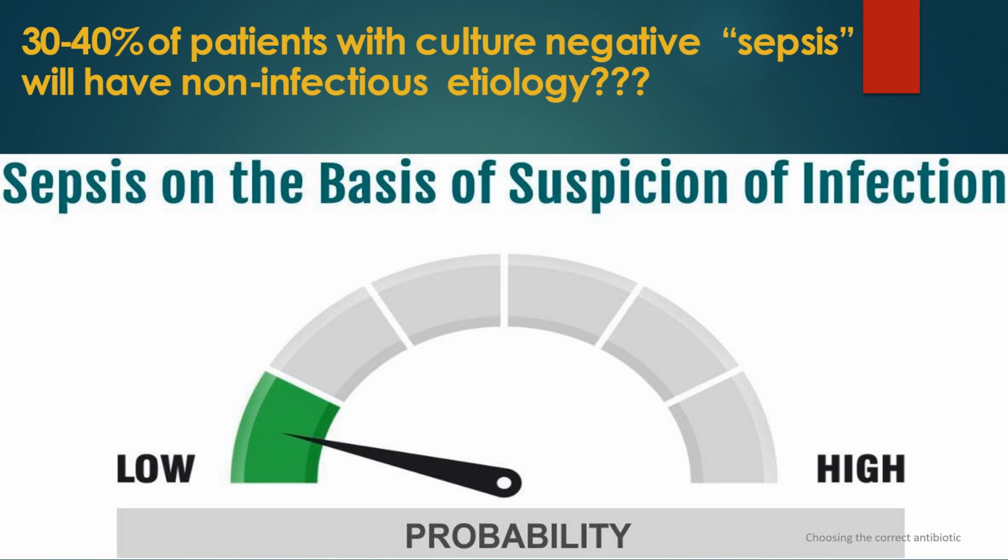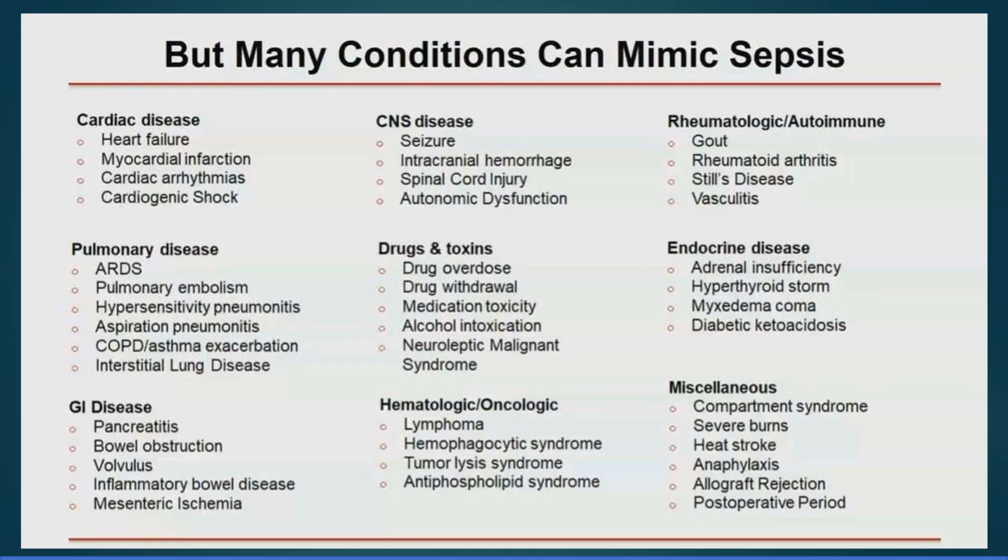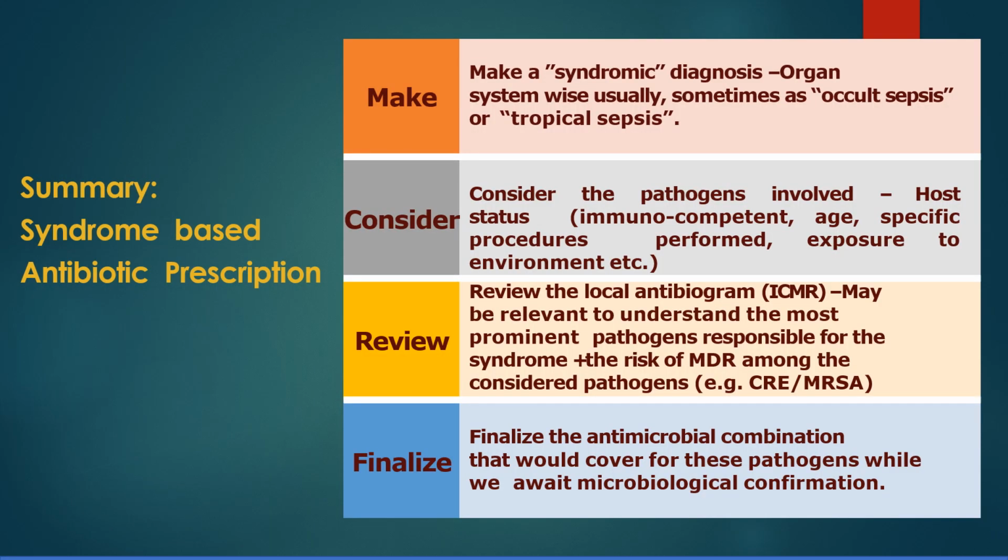30 to 40% of the patients with culture-negative sepsis will have non-infectious etiology. Sepsis on the basis of suspicion of infection needs to be considered. Many conditions can mimic sepsis, such as cardiac disease like heart failure, or neurological conditions like seizures, or gout, or adrenal insufficiency, drug overdose, and other such conditions need to be considered while treating the patient with sepsis.